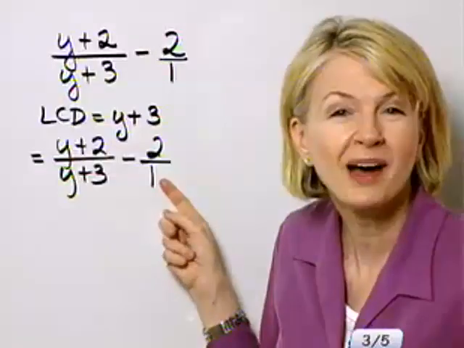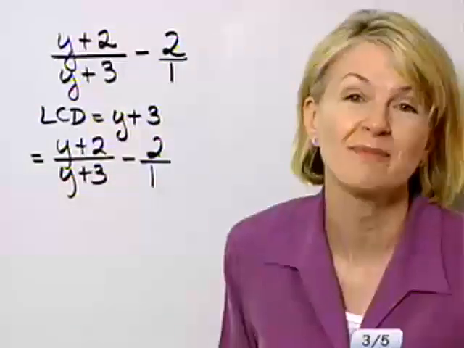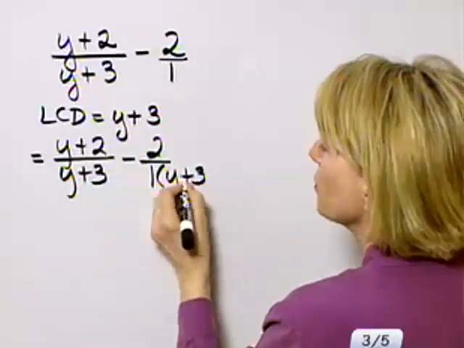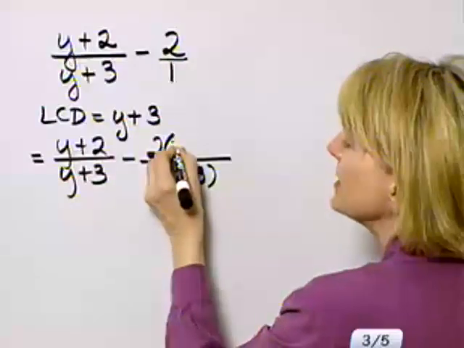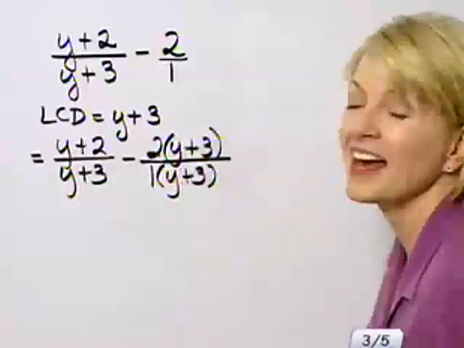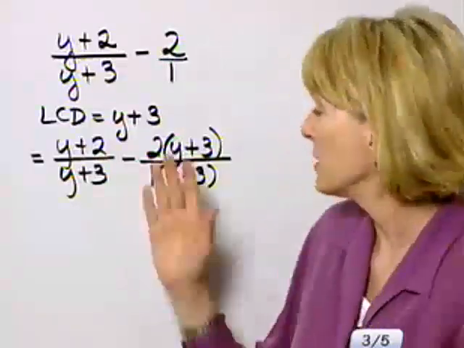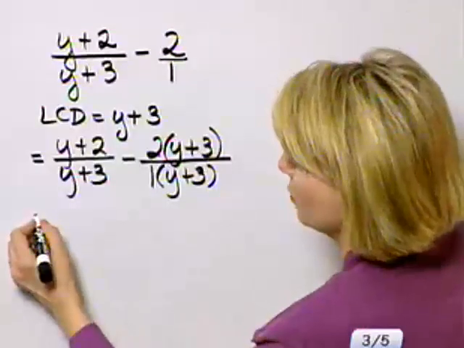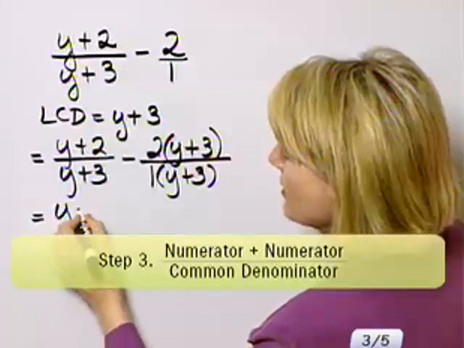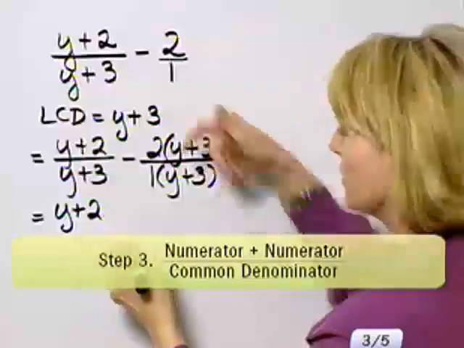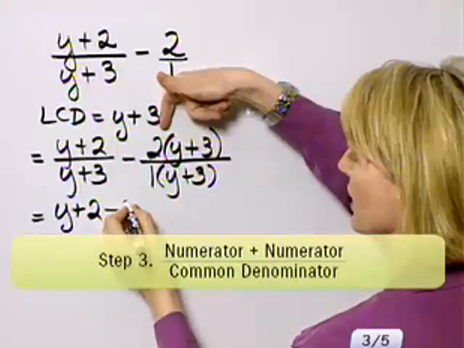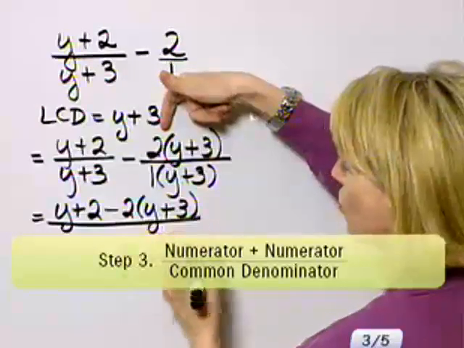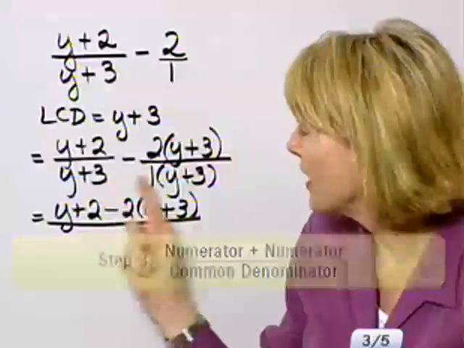What do I multiply 1 by in order to have a denominator of y plus 3? Well, I multiply by y plus 3. And if I do that in the denominator, I do the exact same thing in the numerator because that is the same as multiplying by 1. Now let's see. We have y plus 2 minus 2 times y plus 3 all over a common denominator, and these are the same.